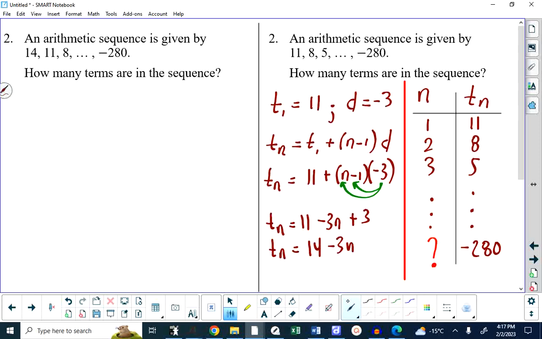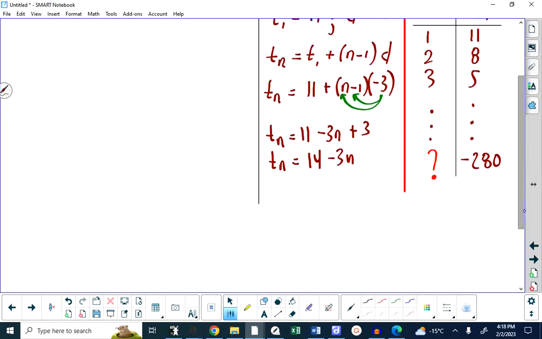The 11 plus the 3 gives you the 14, and then we're subtracting 3n. That negative 280, I should say, is T sub n. It's a term value. So negative 280 equals 14 minus 3n. It really is just a matter of solving this for n now.